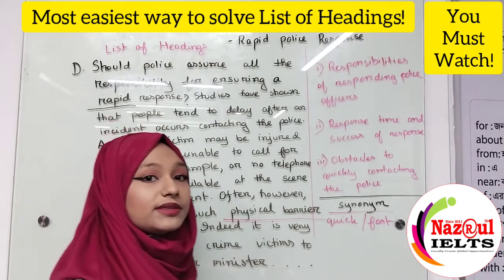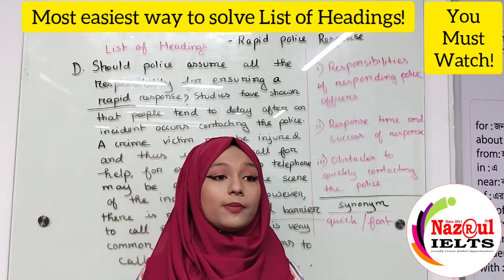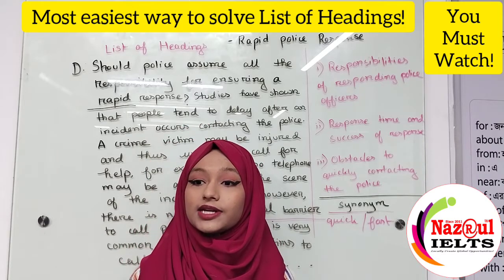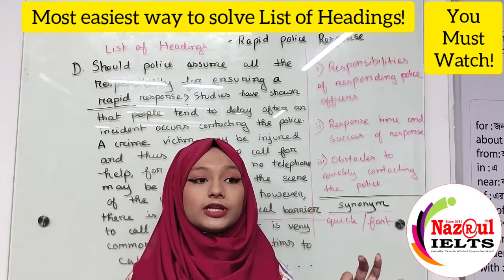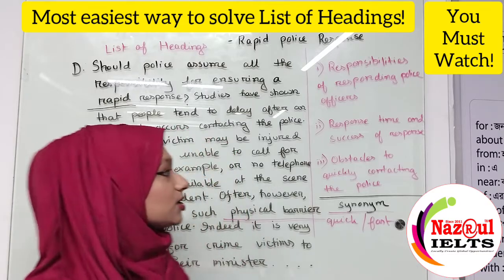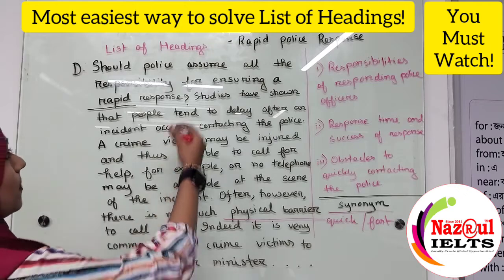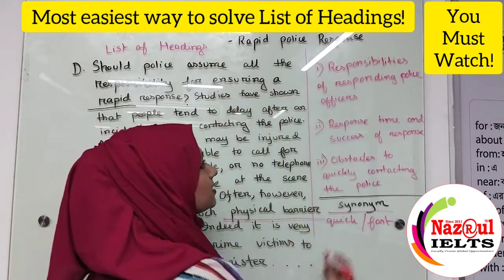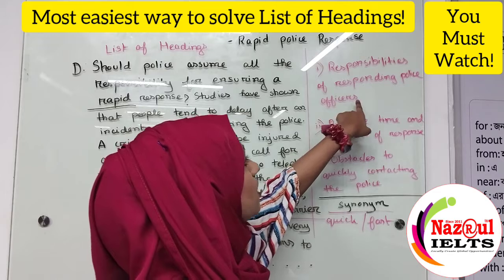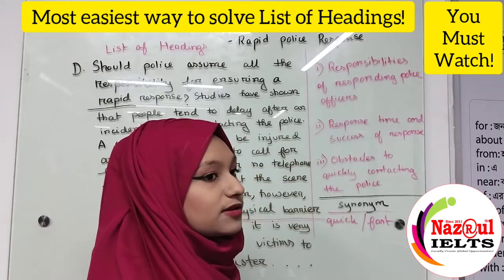Something very prominent for finding the answer in reading is synonyms and keywords, right? So what can you find here as a keyword? Let's read our questions first. Responsibilities of responding police officers.